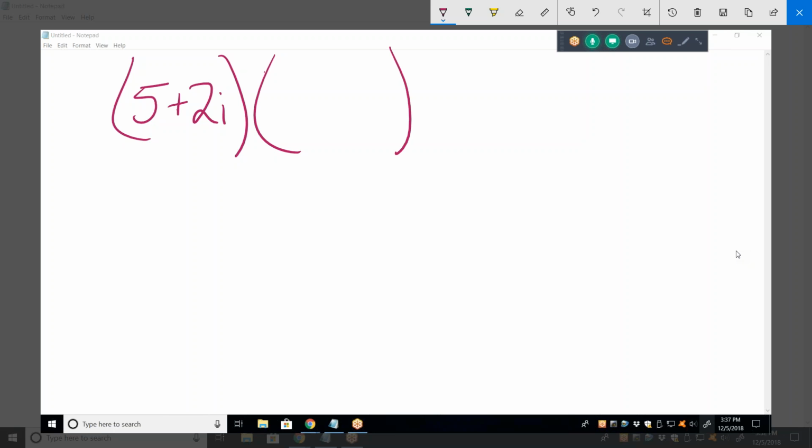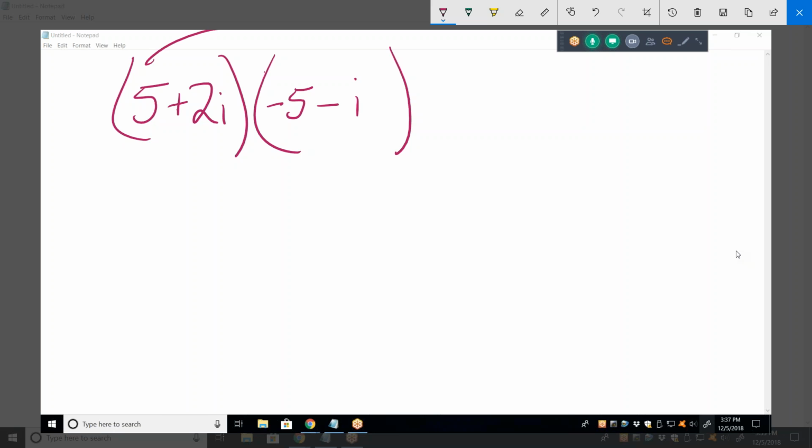And then the next parentheses is negative 5 minus i. You want to use FOIL on this. You know what FOIL is, right? Yes. Okay, that's all you do. FOIL is the same as every term by every term.